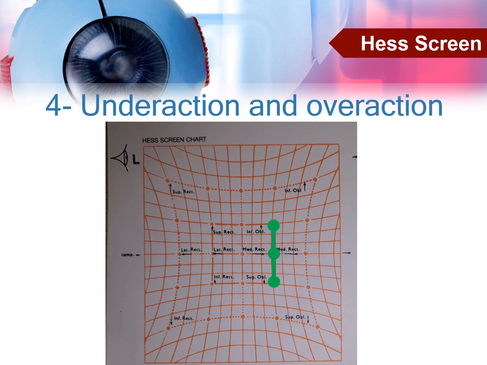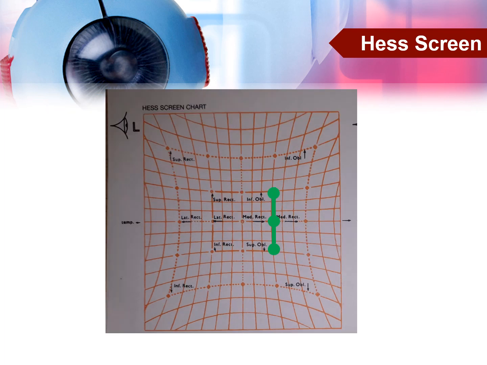Another thing that you need to look for is the presence of underaction and overaction of the extraocular muscles. In a patient with a normal medial rectus muscle function, for example, the line corresponding to the medial rectus will not be displaced. If the patient has underaction of the medial rectus muscle, the eye won't be able to reach the correct place, so the line will stop short before where it should be. On the other hand, if the patient has an overaction of the medial rectus muscle, the line will exceed the correct place.